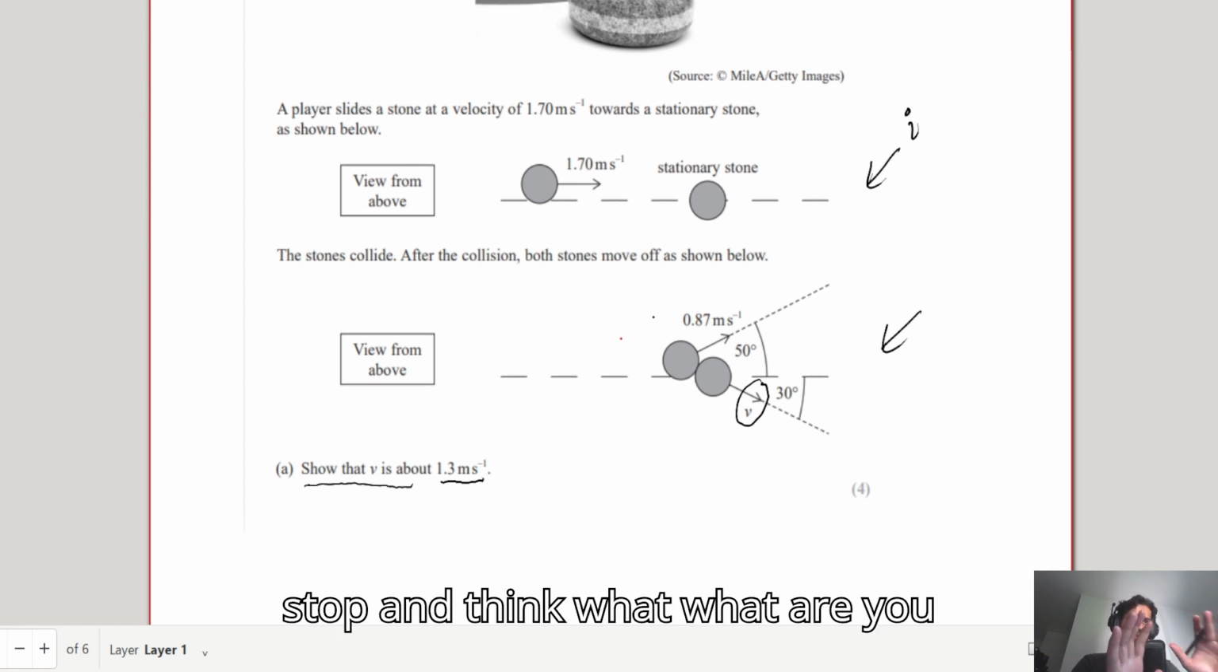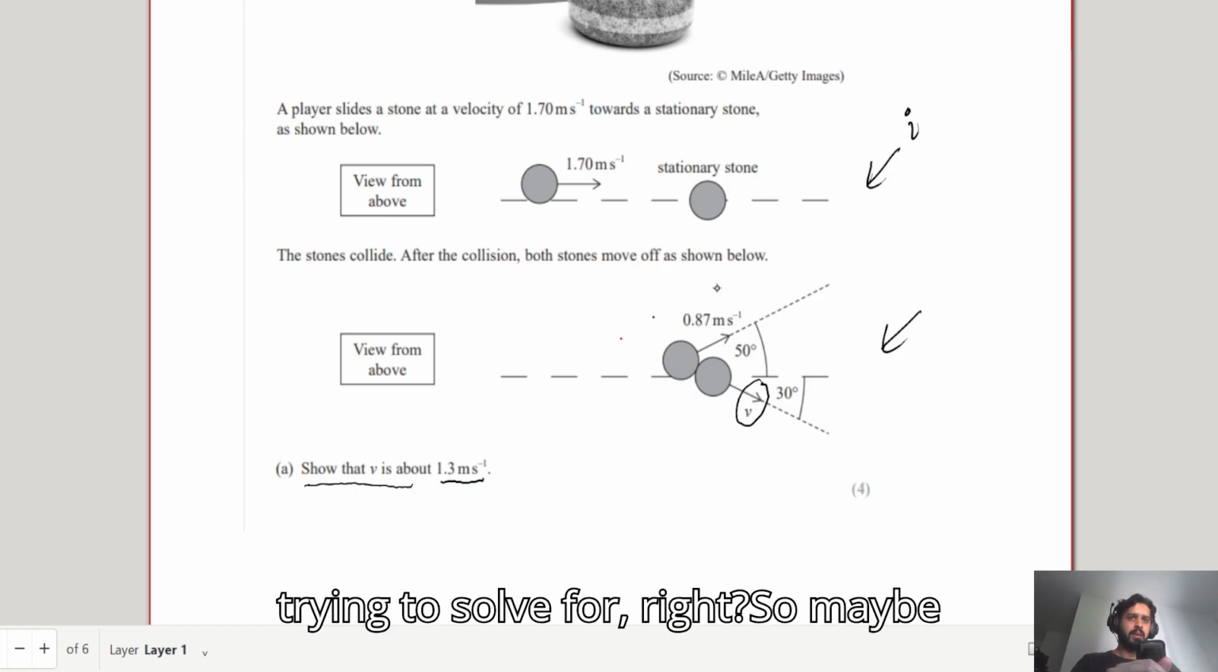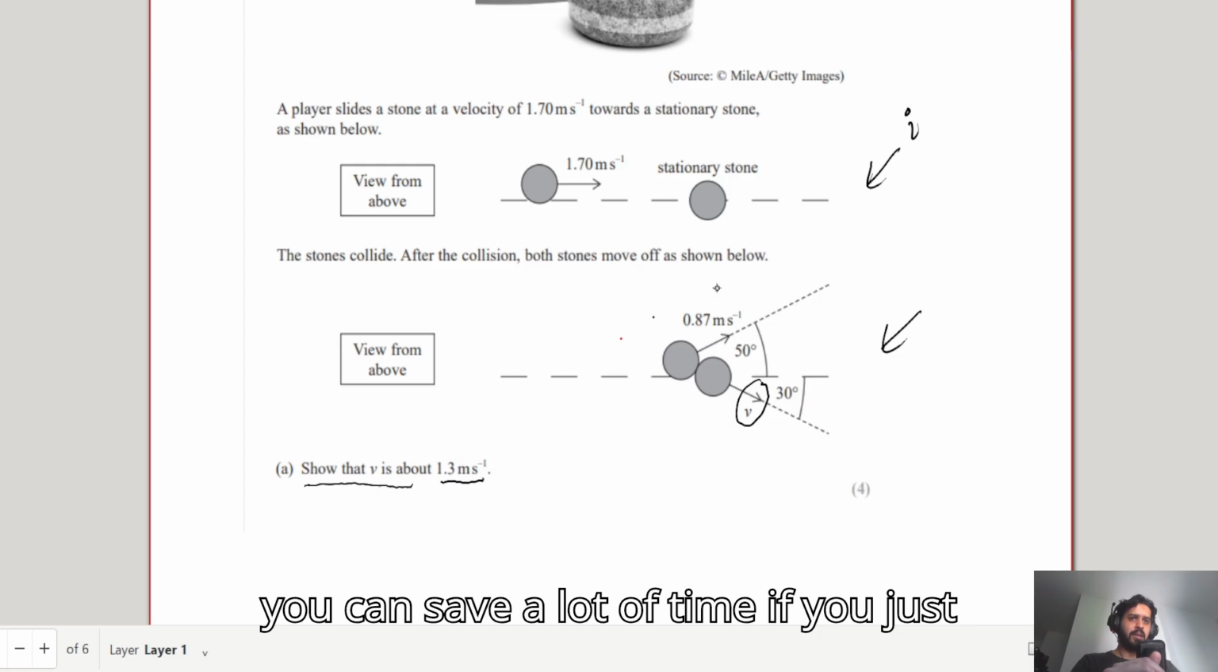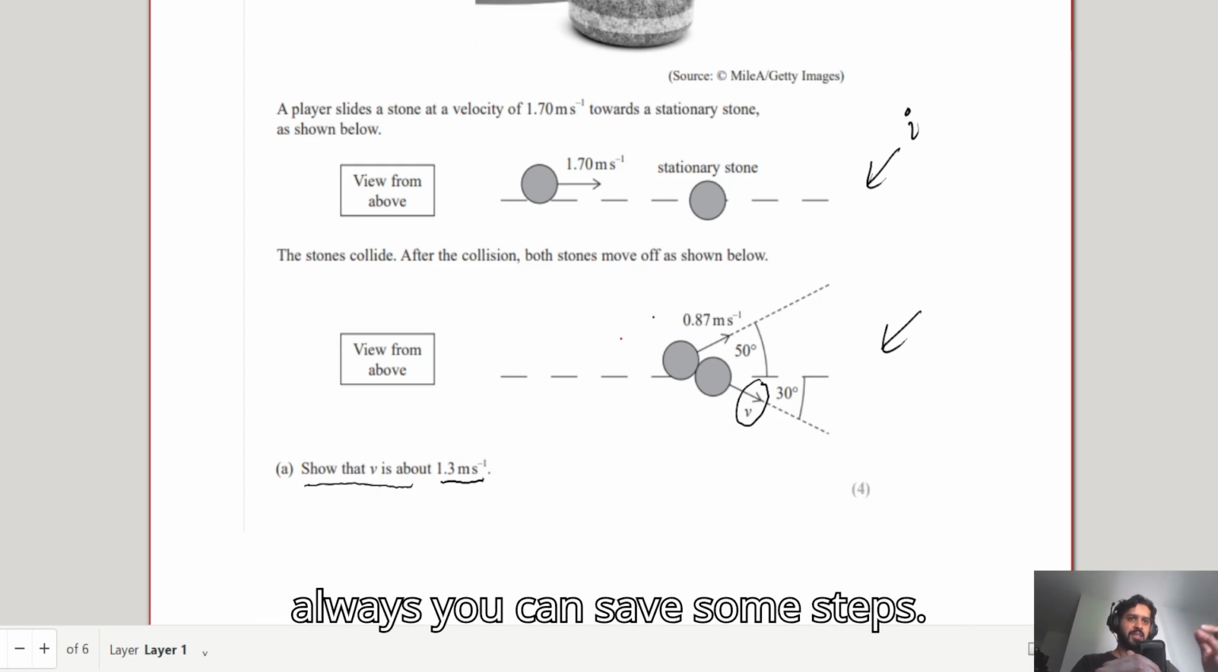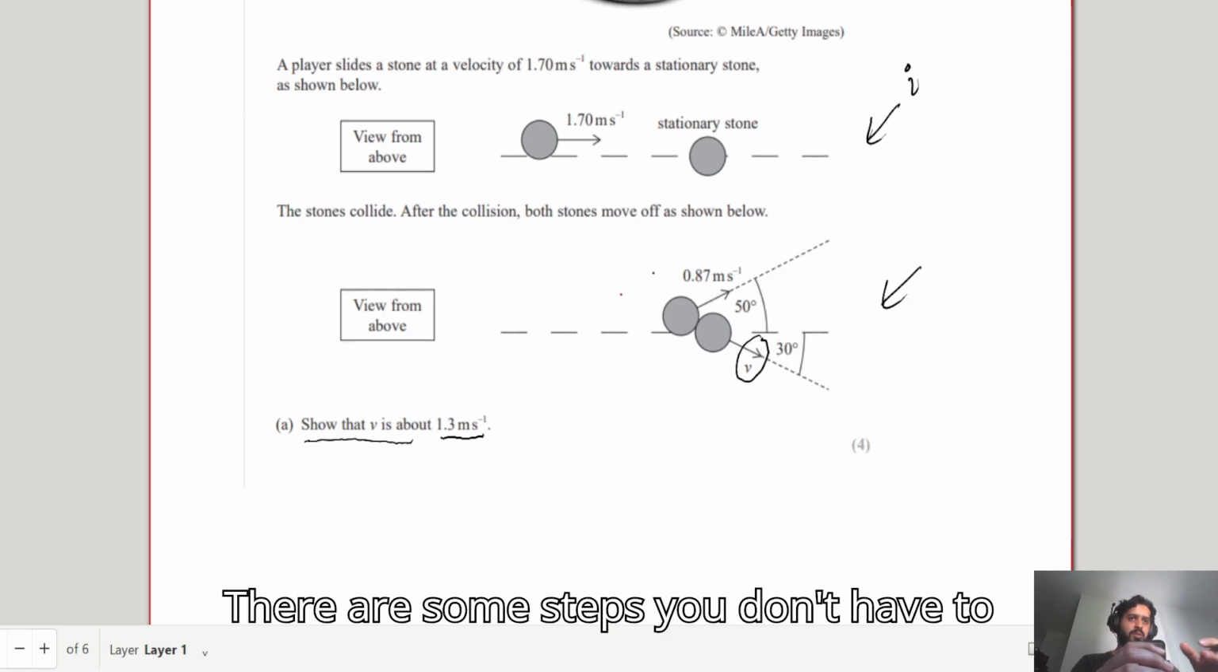you have to stop and think, what are you trying to solve for, right? So maybe you can save a lot of time if you just analyze the problem. There are some steps you don't have to do.